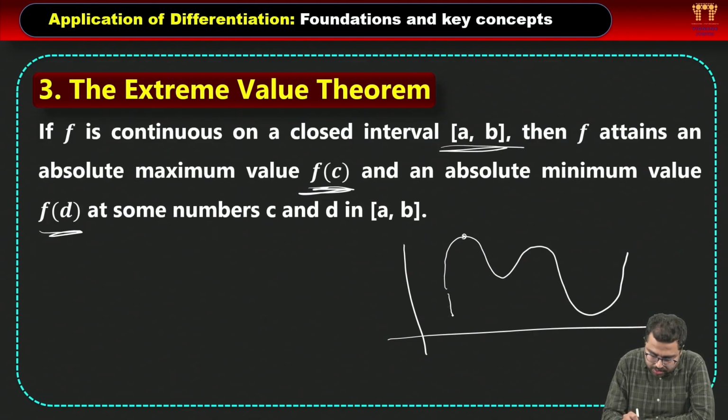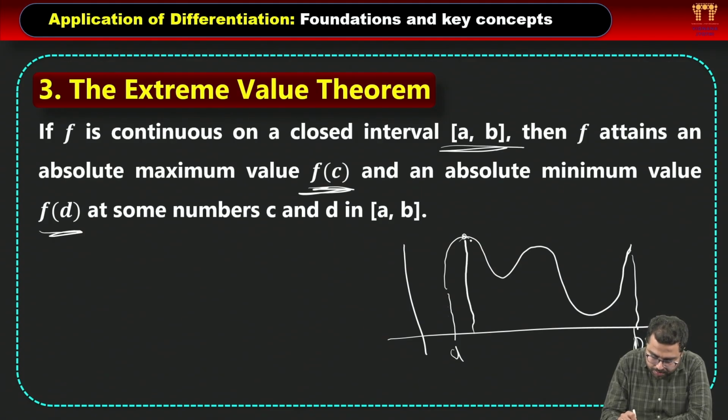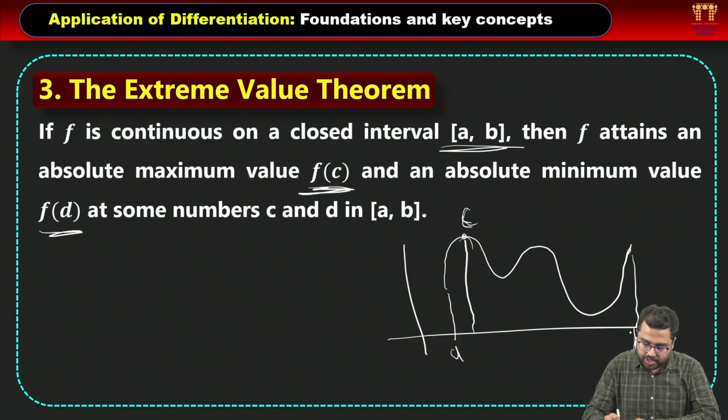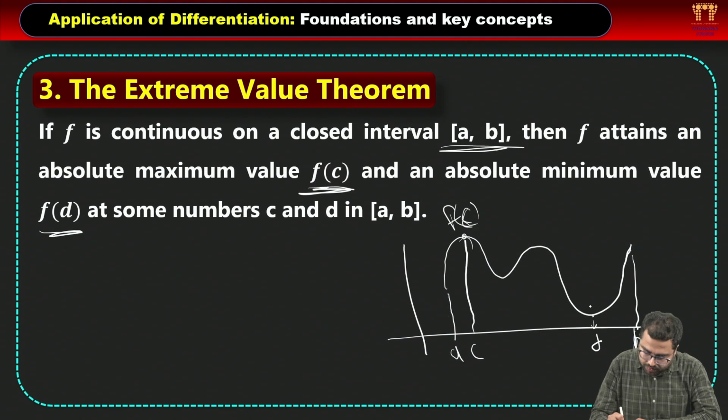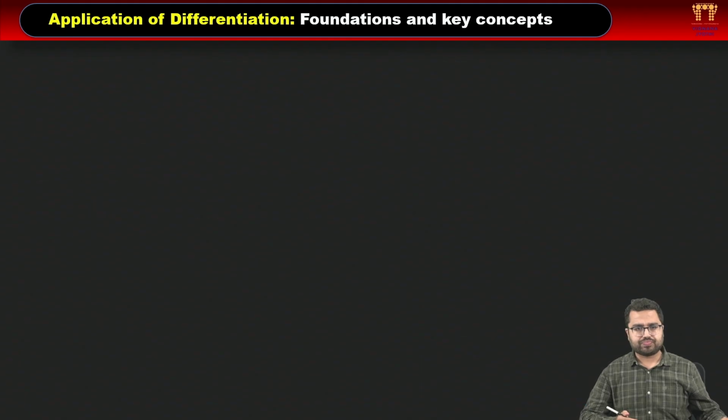This is point A, and this is point B. So our function is defined in this interval [a, b]. Since the function is continuous, we are able to find a point in [a, b] where the function has an absolute maximum. This is some point C, and we are able to find some point in [a, b] where the function attains an absolute minimum. So this is point D, this is f(c), and this is f(d). This is the extreme value theorem.